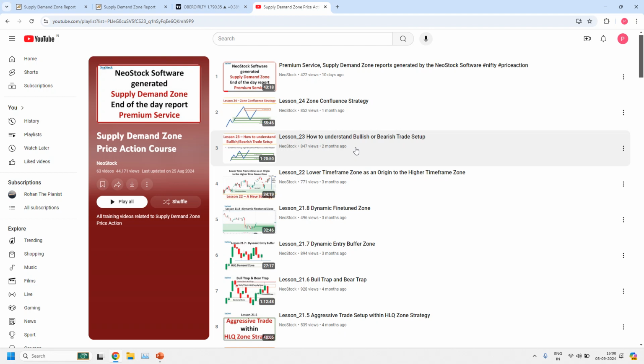So what is zone confluence? Lower time frame zone is part of the higher time frame zone. Here ITF is our higher time frame, intermediate time frame. Let us assume, I am talking about higher time frame, general English word. For LTF, ITF and HTF, both are higher time frame zones. If LTF is part of ITF zone, that means your LTF entry zone is overlapped with your intermediate time frame zone.